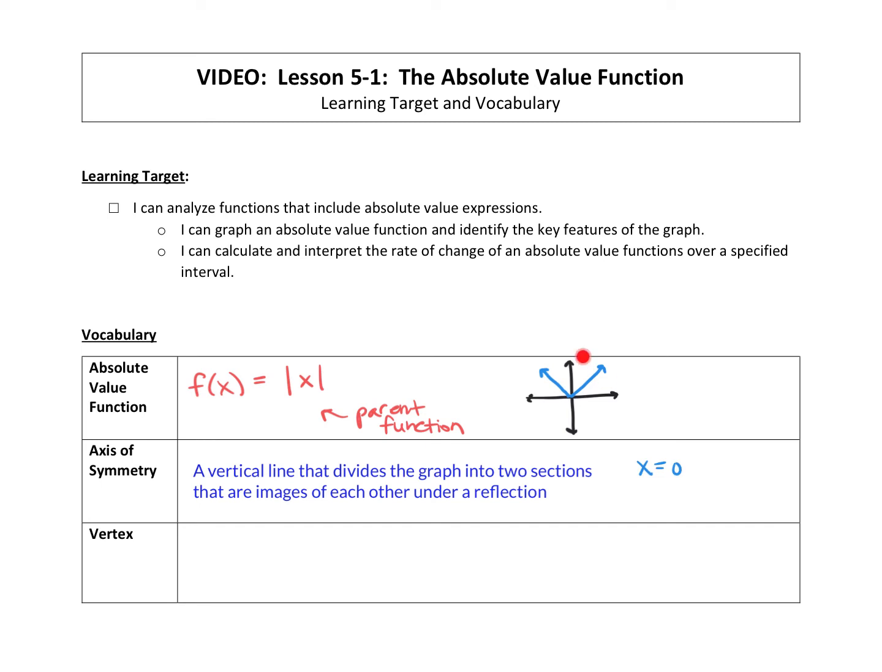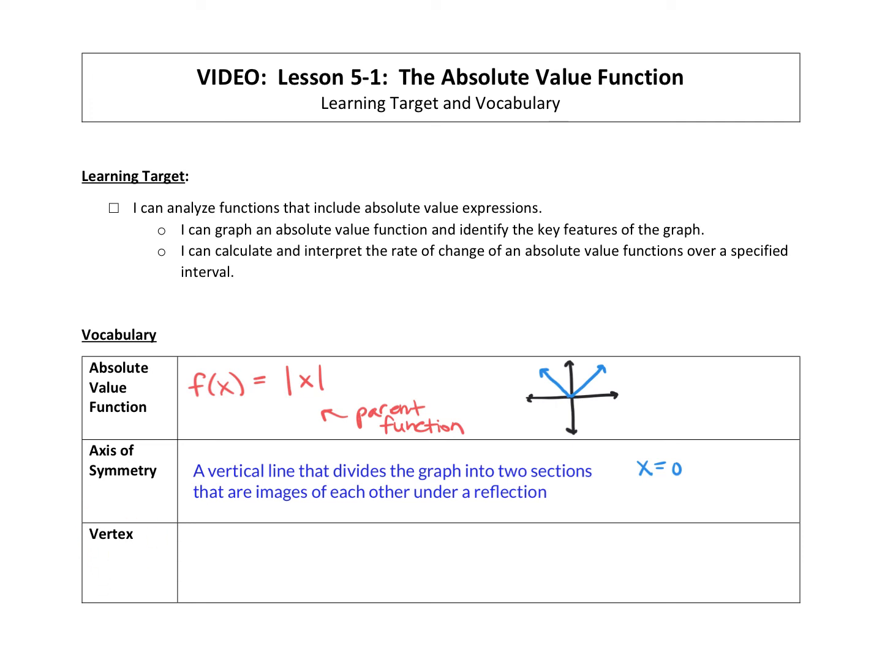If we look at our parent function, we can draw a vertical line right here that's going to divide the graph into two sections where this side on the left is a reflection of that side on the right across this axis of symmetry. It's basically a symmetry line. If we have just the parent function, the most basic, that symmetry line is at x equals 0.